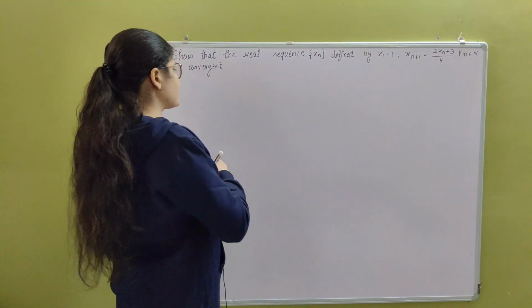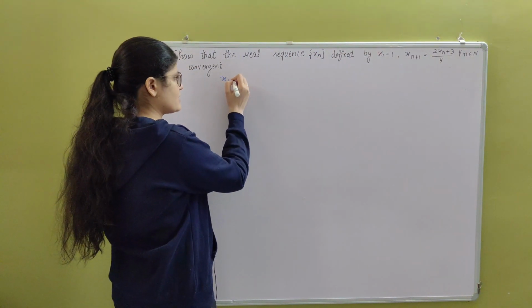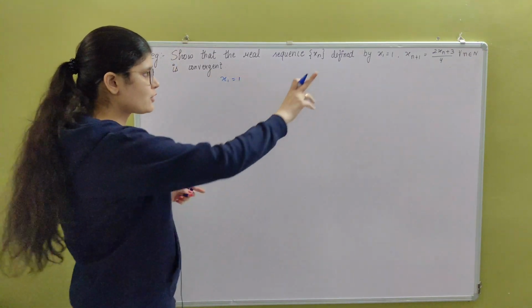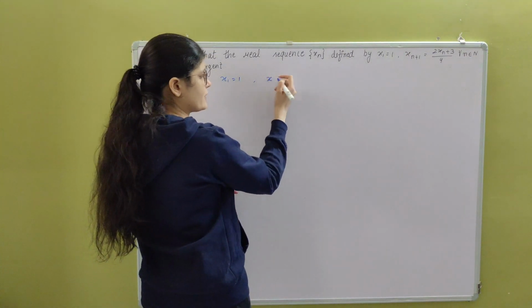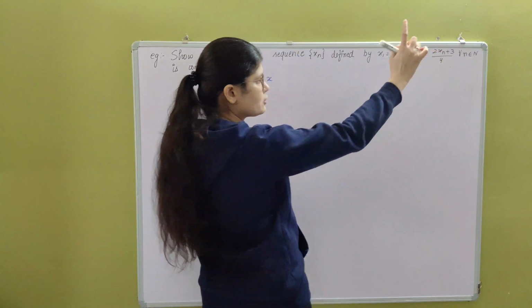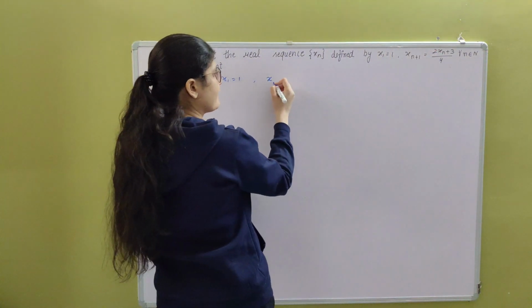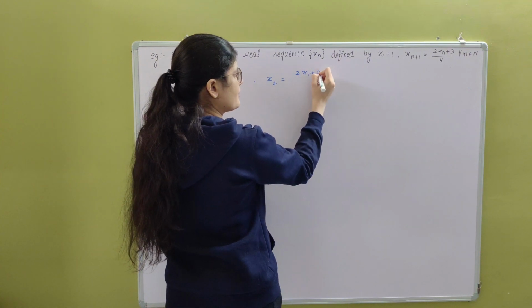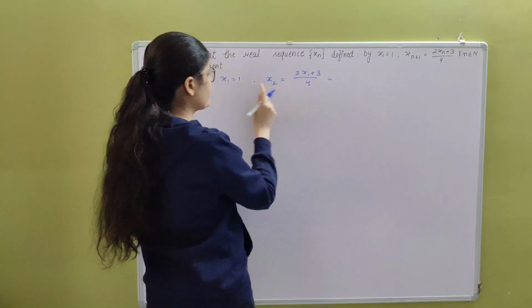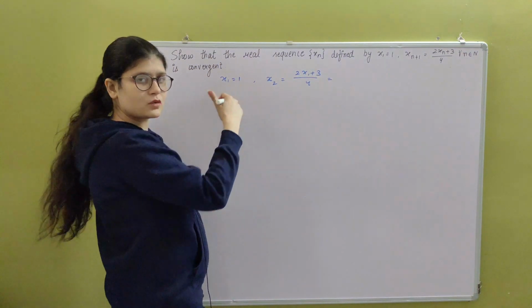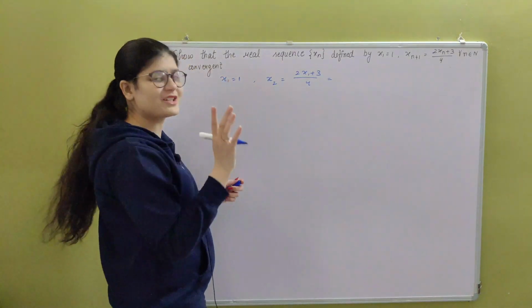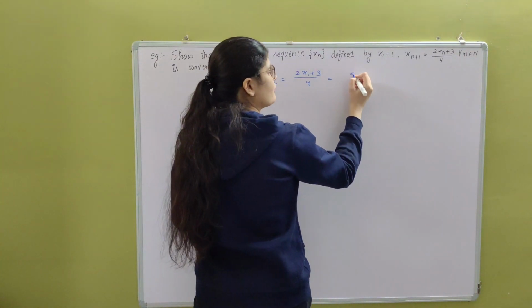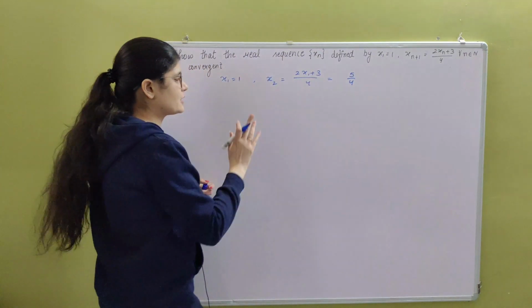So let's see that. First we know that x1 is equal to 1, that is already given. Let's find x2. For that we need to put n equal to 1. That makes it x2 is equal to (2 times x1 plus 3) divided by 4, and we already know that the value of x1 is 1. That makes it 5 over 4.